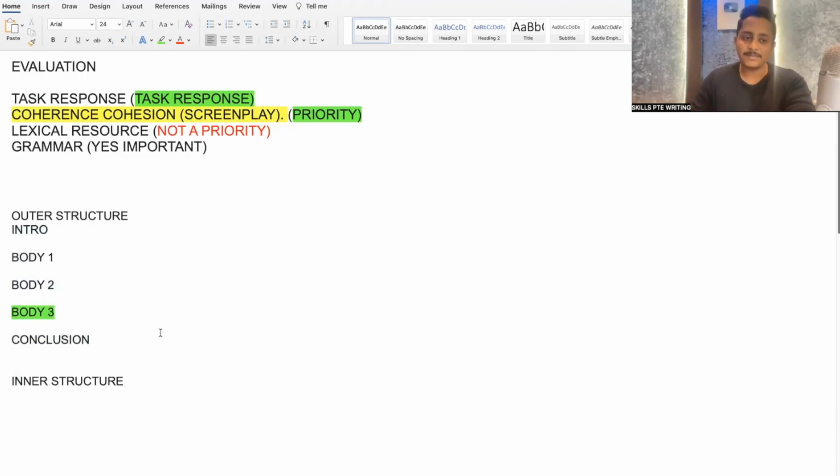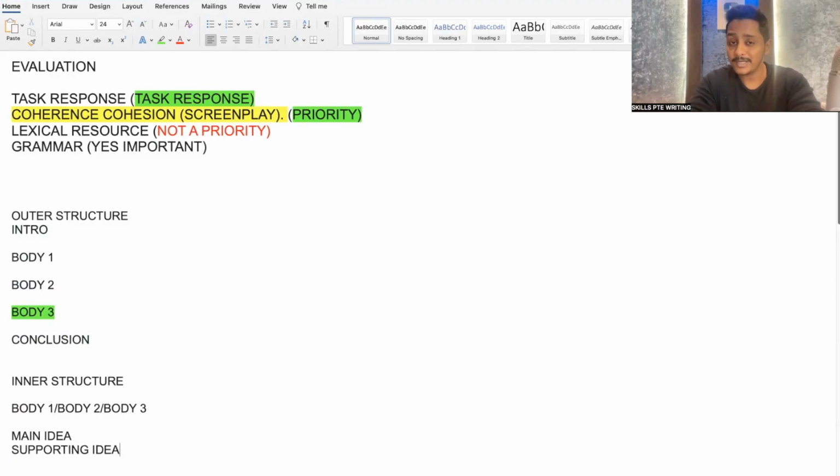This inner structure comes for body 1 or body 2. This center part, how does that look? For example, body 1, body 2 or body 3, all three follow the same inner structure. The first line is going to be the main idea, the second line is going to be the supporting idea.